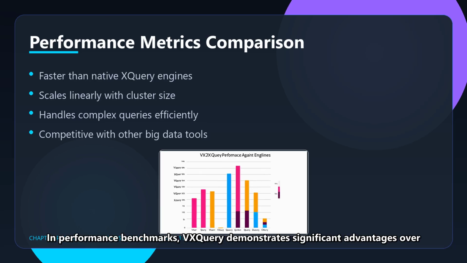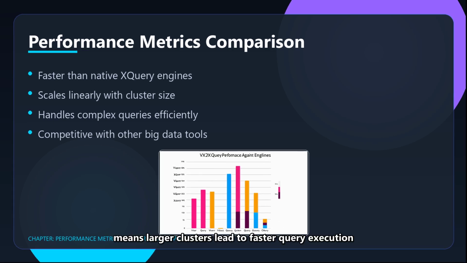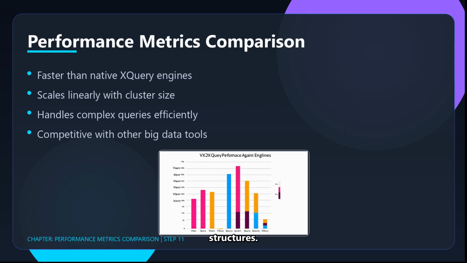In performance benchmarks, VXQuery demonstrates significant advantages over standalone XQuery engines. Its ability to scale horizontally means larger clusters lead to faster query execution times, especially when dealing with complex nested XML structures.